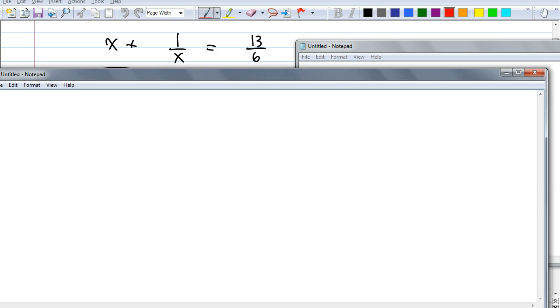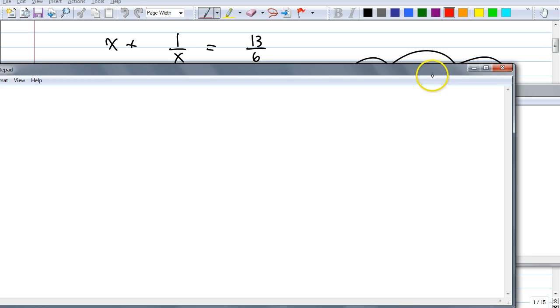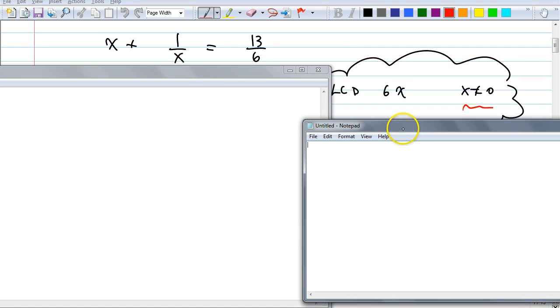First of all, we said that the LCD was 6x, correct? But not only that, we have to be mindful of something. What do we have to be mindful of? Rania? The restriction. What is the restriction for this equation? X can't be 0. Because if x was 0, then you get 1 over x, that's undefined. We don't want that. So good. I'm going to write that down up here so I don't forget. Is that okay, guys?